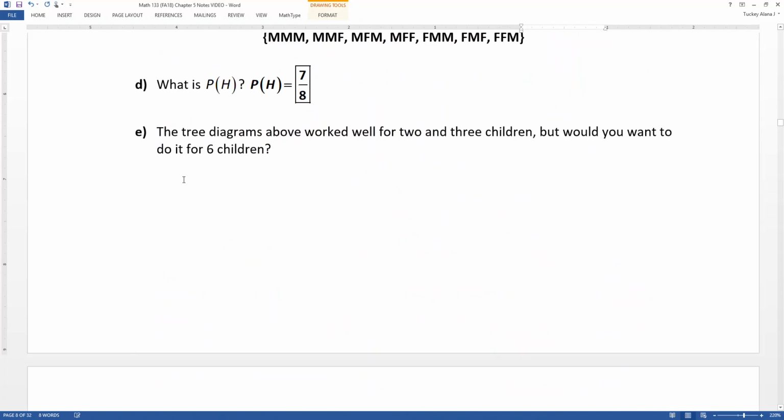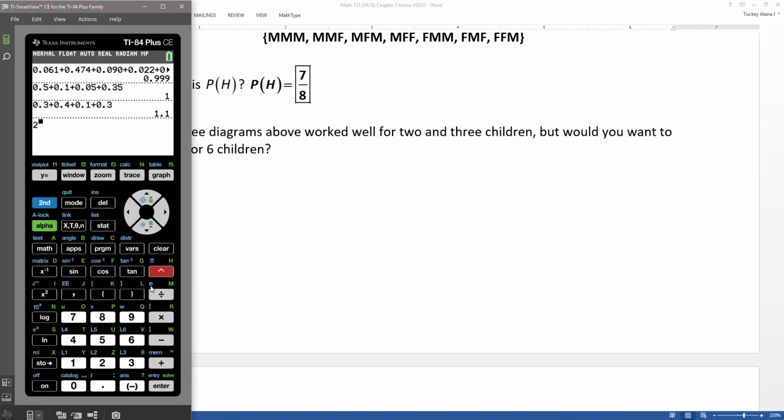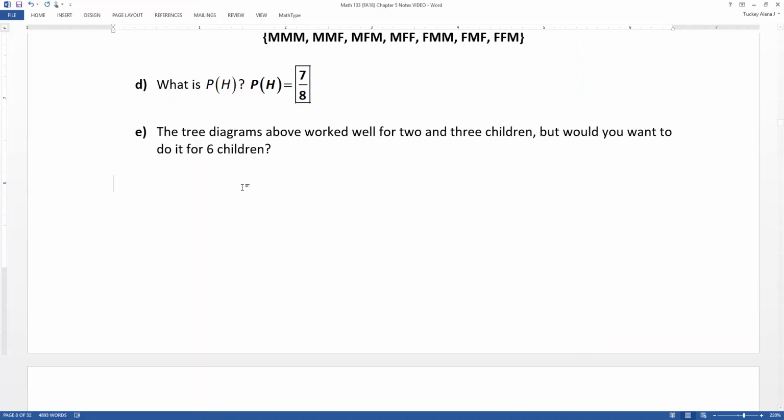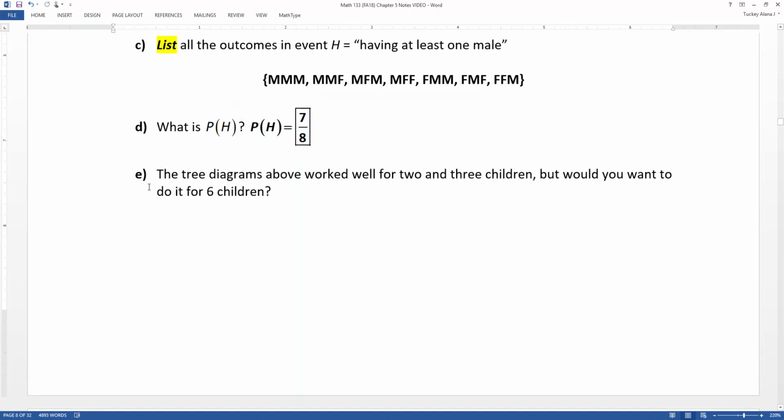But if you were going to do 6 children, that'd be 2 to the 6th. Let's just think about that for a second. 2 to the 6th branches. That would be 64 branches that you're trying to fit on a sheet of paper. That would be really tedious, right? We don't want to do that. So we need another way to deal with this. We don't want to do tree diagrams for all sorts of big ones.